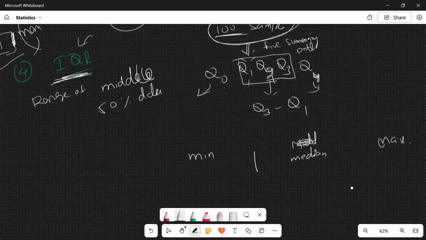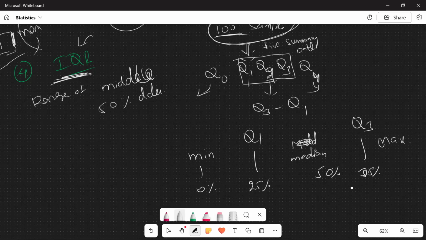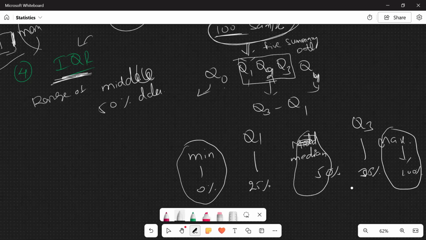This value we can say is quartile one, the 25 percentile of the data, and this is the 75 percentile of the data, that is your Q3. This is 0 percentile, this is 50 percentile, and this is 100 percentile. If you consider 0% it's your minimum value, 100% your maximum value, 50% the middle value, 25% the first quartile, and 75% the third quartile. You got it?